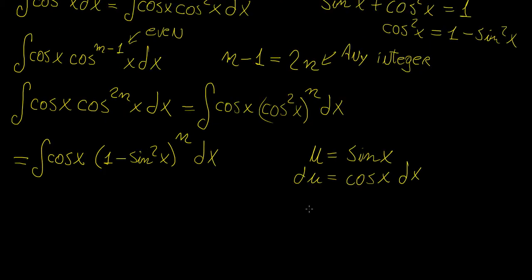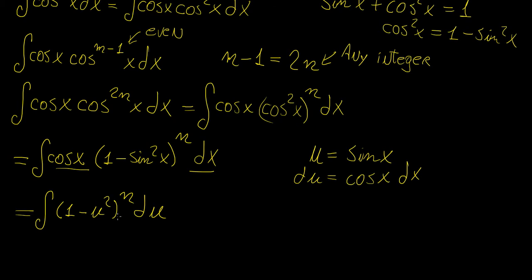And now we're simply going to put all of this back in. So basically du is going to be this term times that term, and then u is just going to go in here. So we can reduce the integral to the following form: (1 minus u squared) to the power of n, and then we're gonna have du.